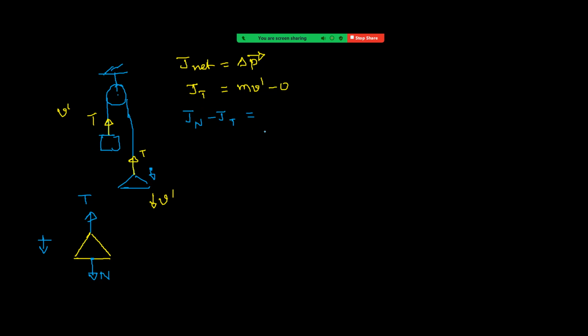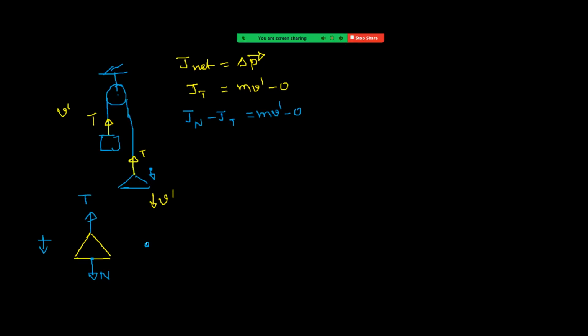This net impulse is equal to the change in its momentum. Initially for the pan, velocity was 0. Now velocity is v dash. So the change in momentum is m v dash minus 0. Right? Now let us take one more equation for the particle.